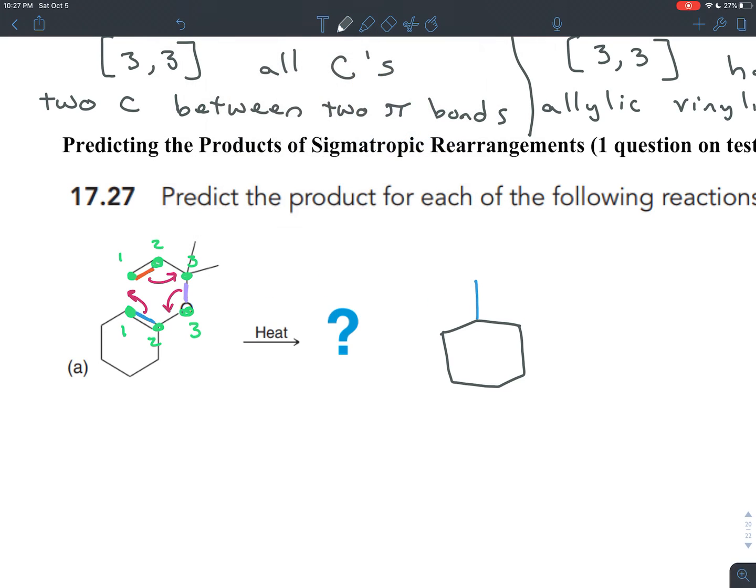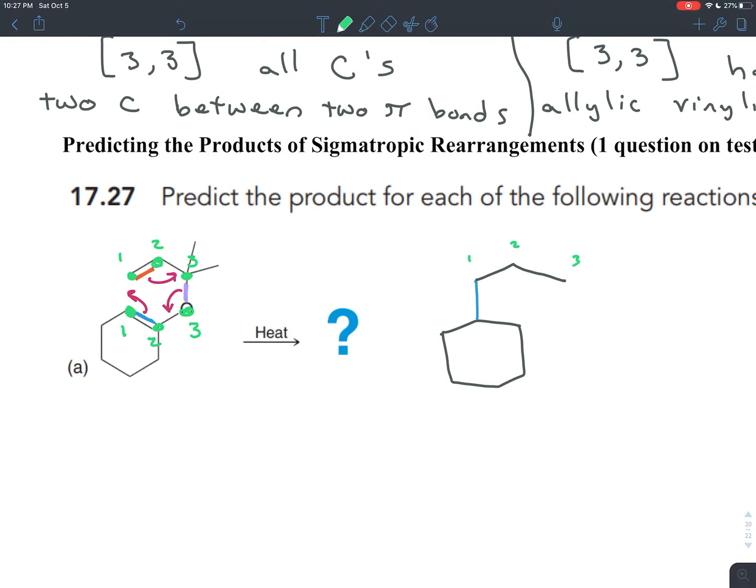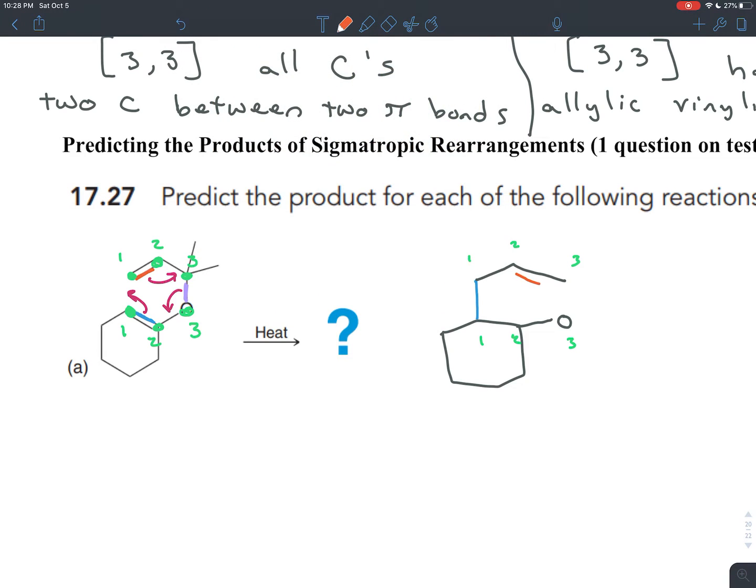We have the three carbons on top. So if we're numbering these, this is 1, 2, and 3 on top, 1, 2, and 3 on the bottom. That 3 was the oxygen. So the blue electrons moved over to create that new sigma bond. The orange electrons move over to create a new pi bond. And the purple electrons move over to create a new pi bond as well. And so that is our product.